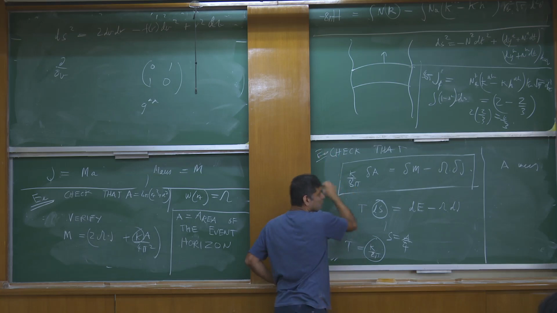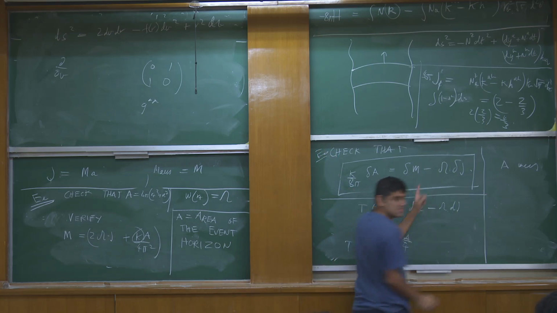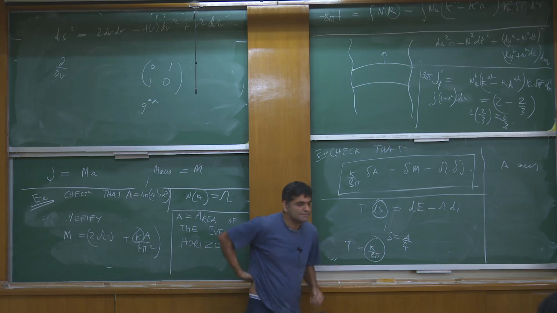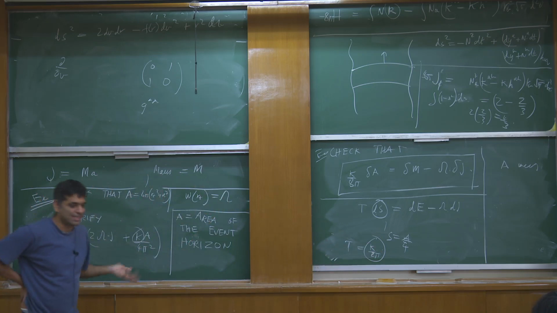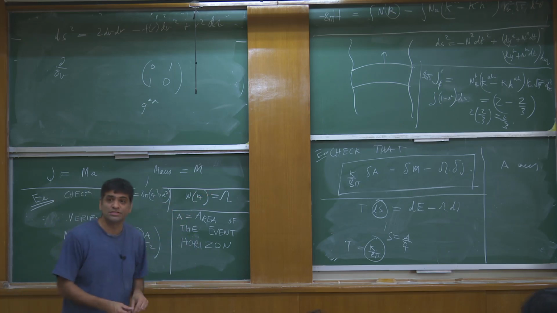This is the second exercise. I won't check it for you. That's for you to do. But we'll go through some of the implications of this formula in the next class. So in the next class, we'll start by defining kappa more carefully. And we'll go through some of the implications of these identities. We'll also check the area increase theorem.